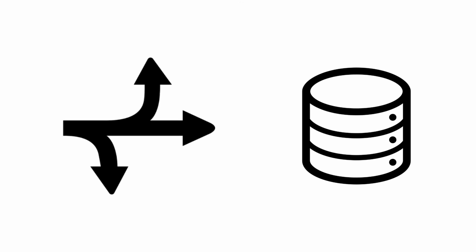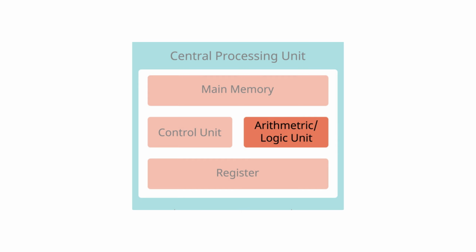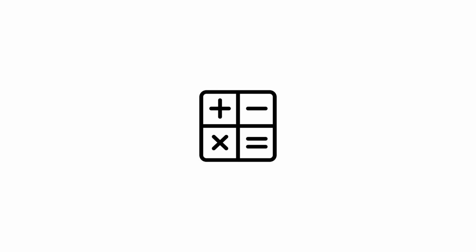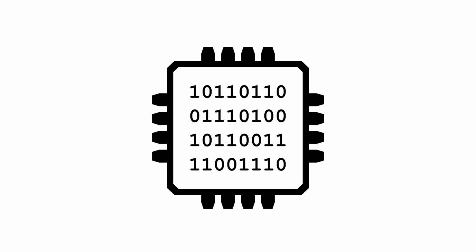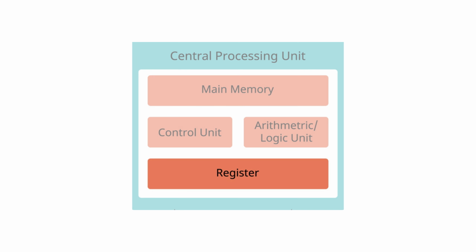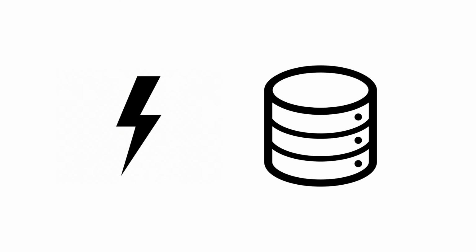Control unit, the manager. It fetches instructions from the computer's memory, figures out what they mean, and directs the flow of data to the right places. Arithmetic logic unit, the calculator. This handles all the math, like adding numbers, and logical decisions, like checking if one number is greater than another. Registers, the ultimate short-term memory. These are tiny, lightning-fast storage slots inside the CPU.